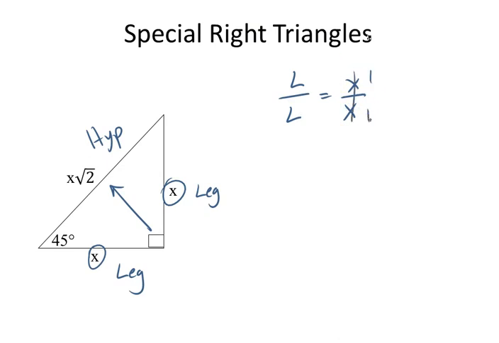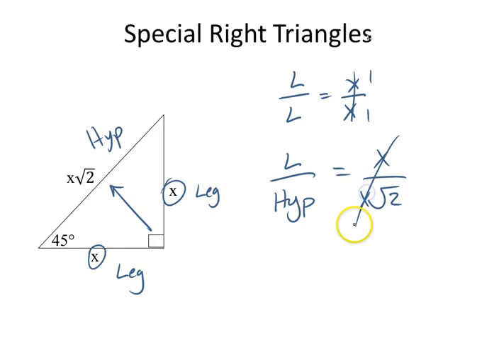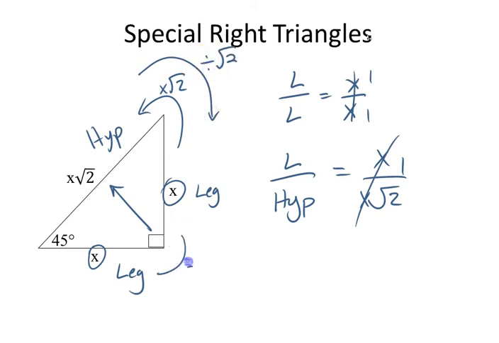So the legs are always the same. Leg over hypotenuse equals x over x rad 2. Cross out the x's. 1 over radical 2 can still simplify. So let's use these ratios here, or we can remember the fact that to go from leg to hypotenuse, we are going to multiply by radical 2. And to go from the hypotenuse to the leg, we are going to divide by radical 2. And the legs are always equal to each other.